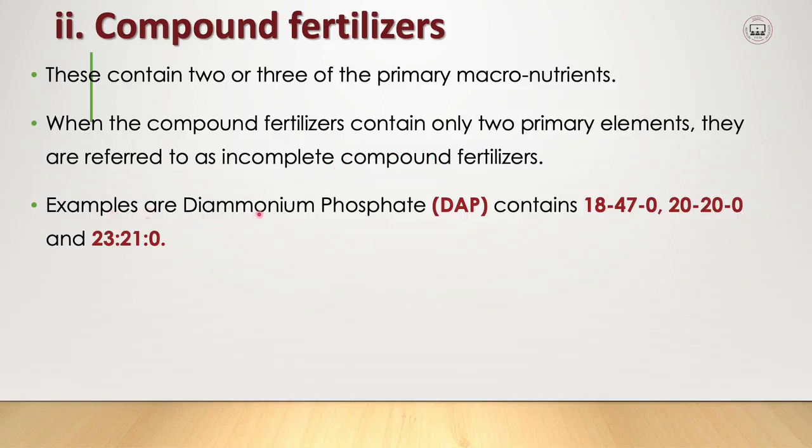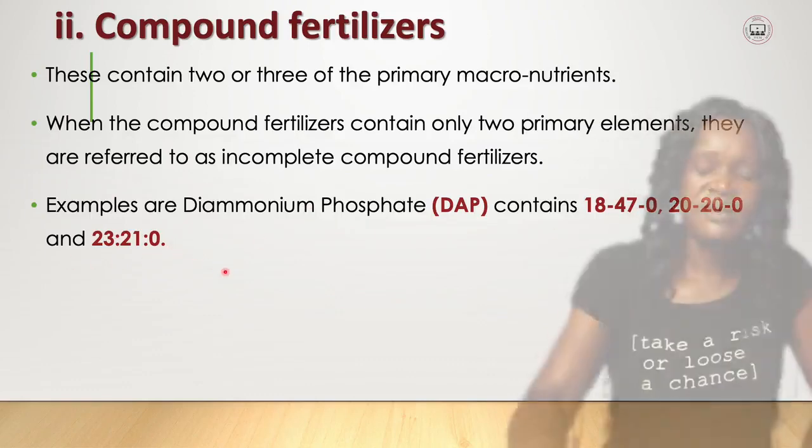So examples of those with only 2 primary elements, we have 18-47-0, 20-20-0, 23-21-0. These are incomplete.